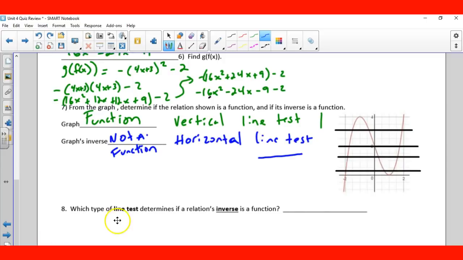So, which type of line test determines if a relation's inverse is a function? Well, we just did an example. We were talking about the graph's inverse, and we use the horizontal line test.